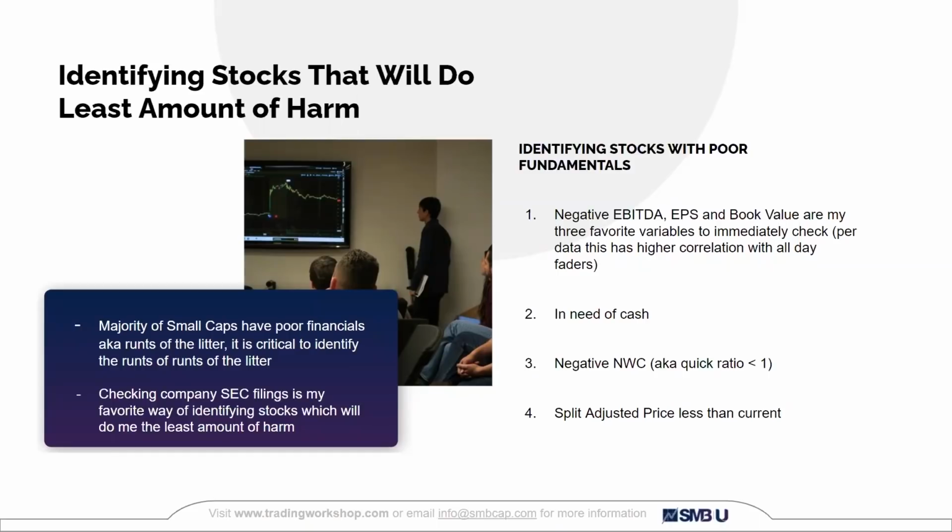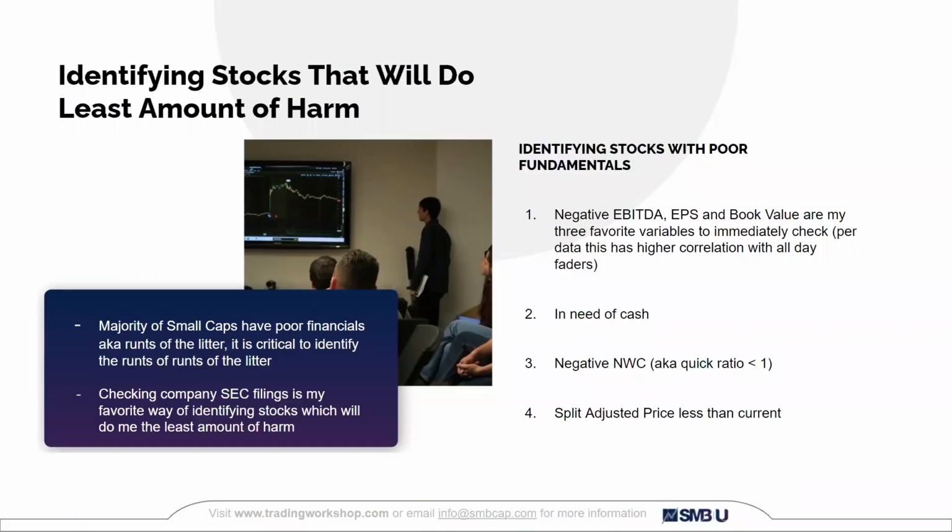A lot of what I do is checking SEC filings. I spend a lot of time researching different stocks and what correlates with all-day faders. From my own data, I found high correlations with negative EBITDA, EPS, and book value. Those are my three favorites. And obviously, a need for cash is good because that could be a dilution play. A negative net working capital as well, or a quick ratio less than 1, also represents a need of cash.